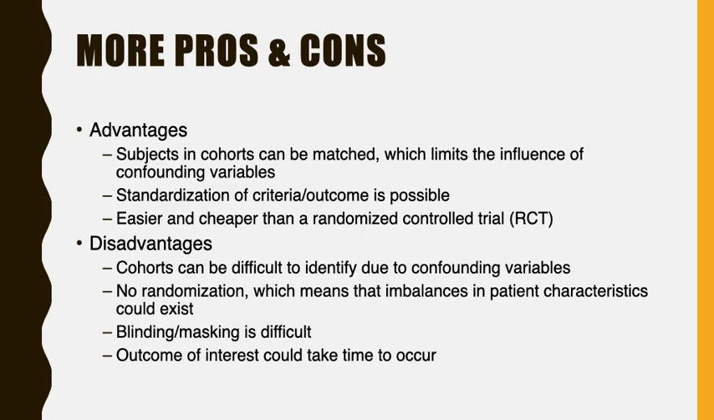Now, on the downside, cohorts can be difficult to identify because of confounding variables. There's no way to randomize because we cannot assign the exposure or the outcome to the individuals in the study. And we can't usually blind or mask people, because they know if they were exposed to something or not. And the outcome of interest can take a very long time to occur.